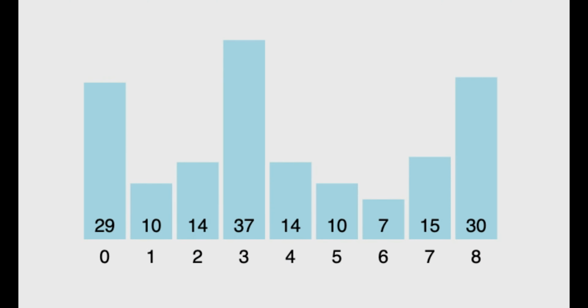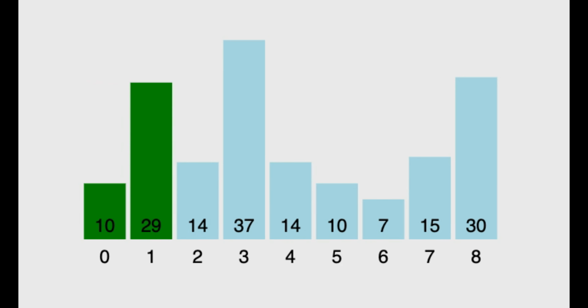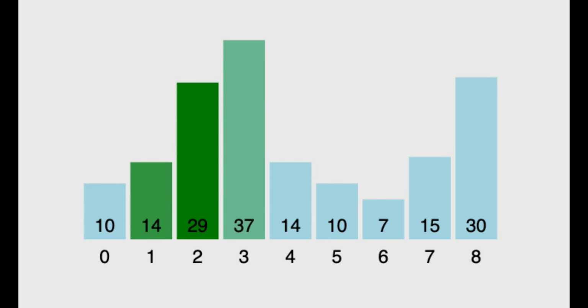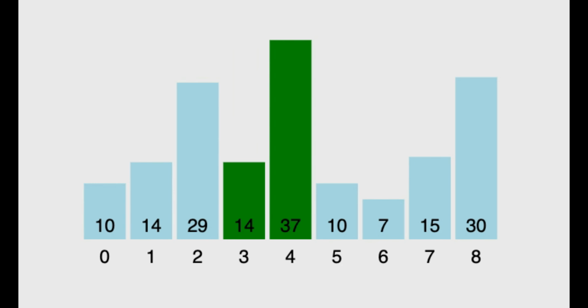Start at the beginning of the list. Compare the first two numbers. If the number on the right is smaller than the one on the left, swap them. This swapping is the bubble in bubble sort. It's as if the smaller number is a bubble rising to the surface. If the number on the right is larger, leave them as they are.